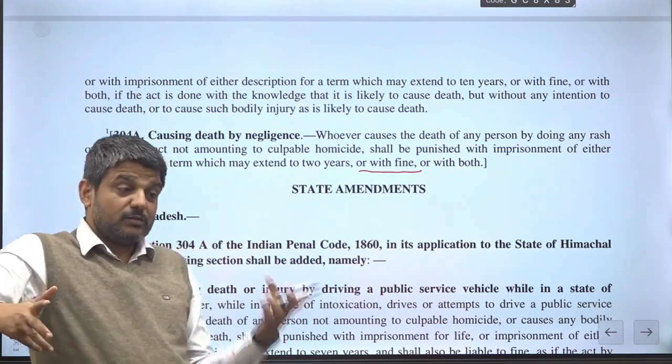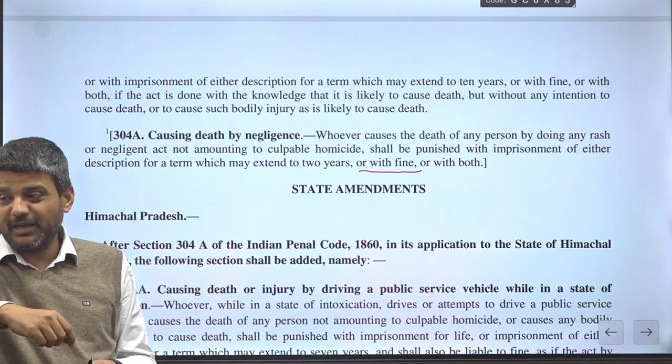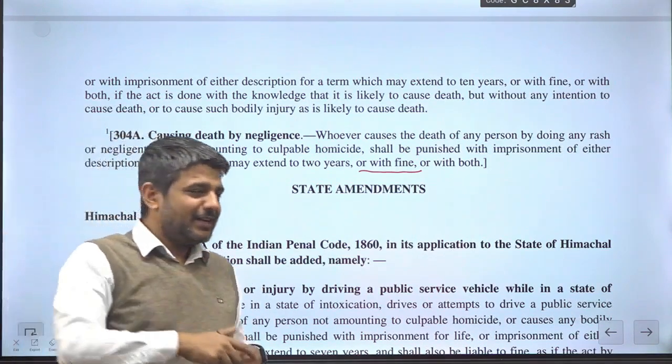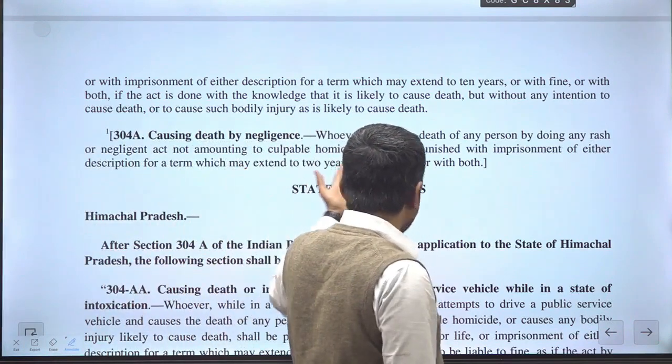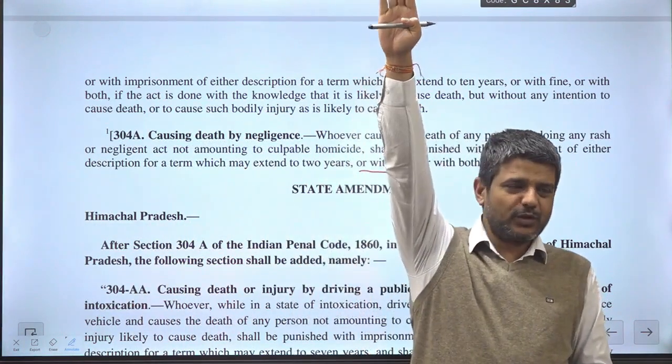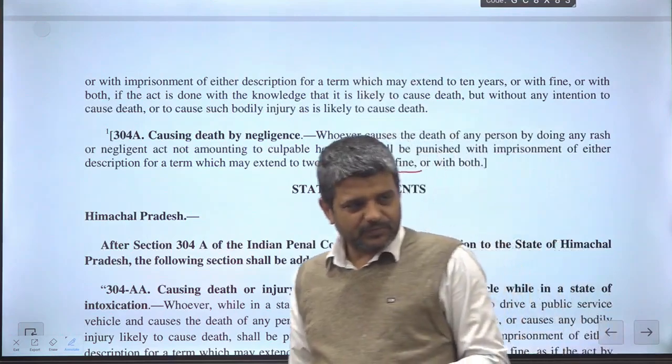Okay. Now again the same thing I am repeating, that how would you conclude कि culpable homicide है या नहीं? तो उसके लिए इंक्वायरी वही है 299 और 300 वाली. समझ में आ रही बात ये?